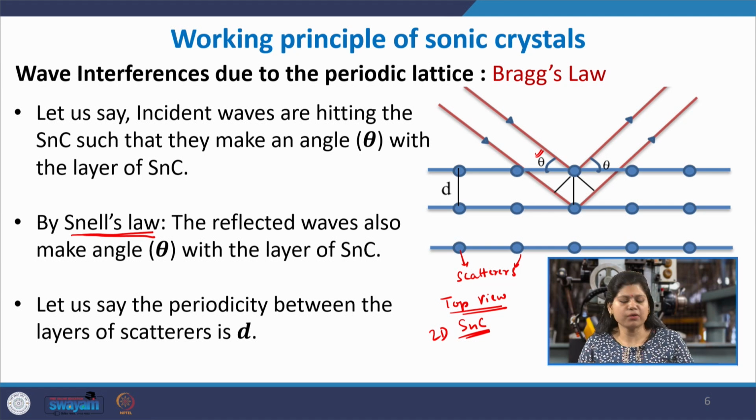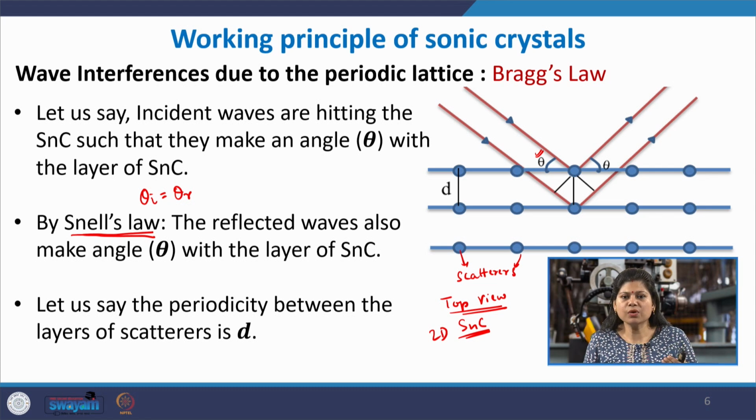That is the second part of Snell's law. By Snell's law, theta i is the same as theta r. So, if the sound waves are hitting a layer of the sonic crystal at an angle of theta, then some portion of it is going to be reflected back because of the change in impedance. There will be a heavy amount of reflection, because that is the purpose of the scatterers.